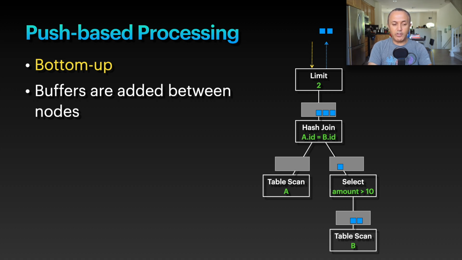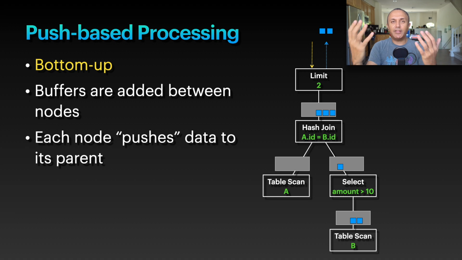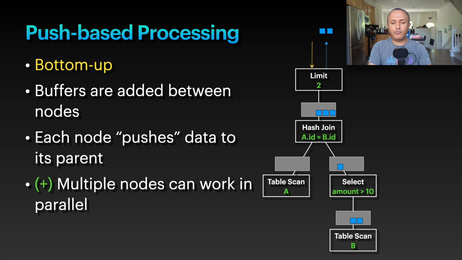So in this model, each node is pushing data to its parent. It's not waiting for the parent to ask it for the next row. It's just pushing the data, and the parent will start working on this data whenever it's ready. The advantage here is that multiple nodes can work in parallel, depending on how many CPUs you have and how many parallel threads you can have. You can have as many of these operations running in parallel.